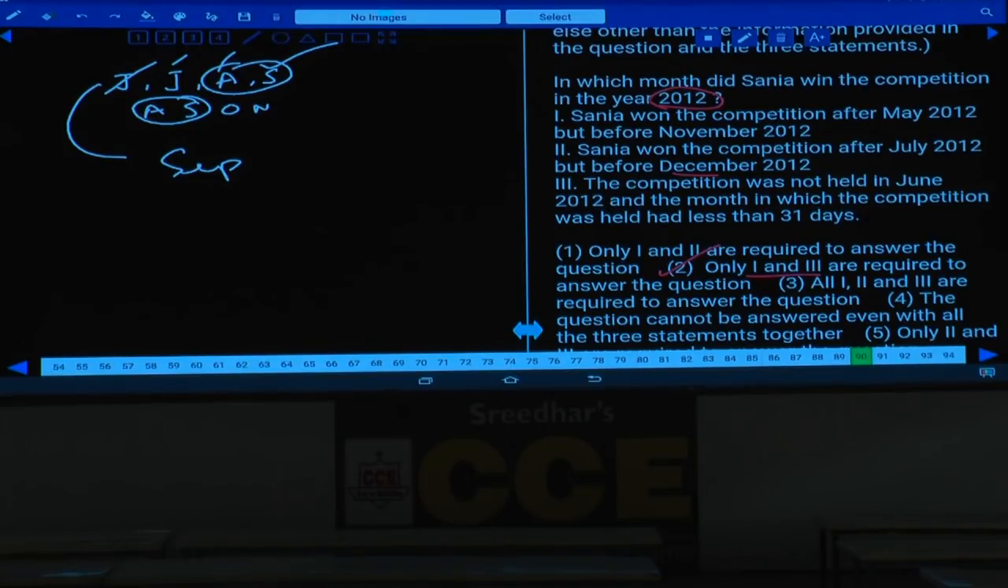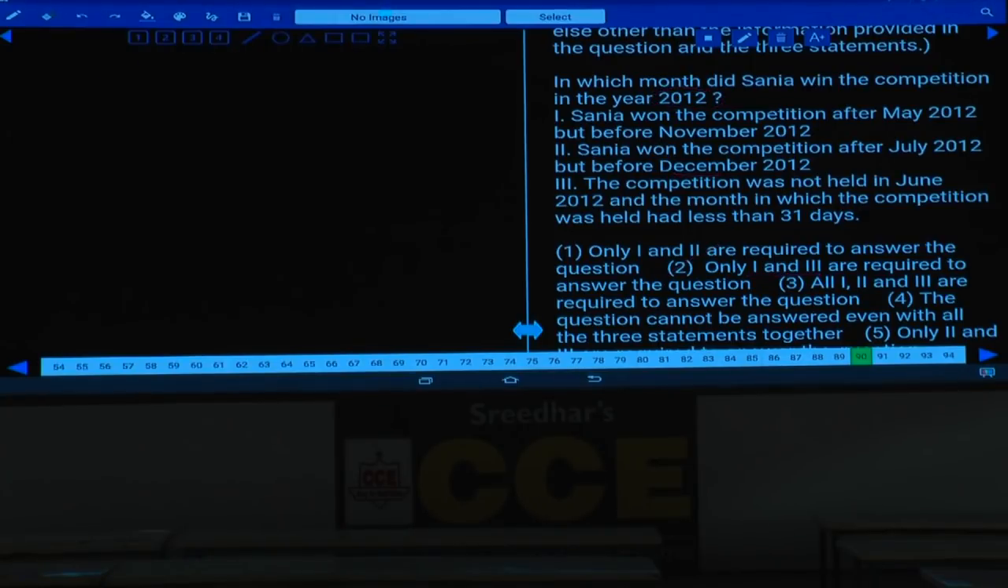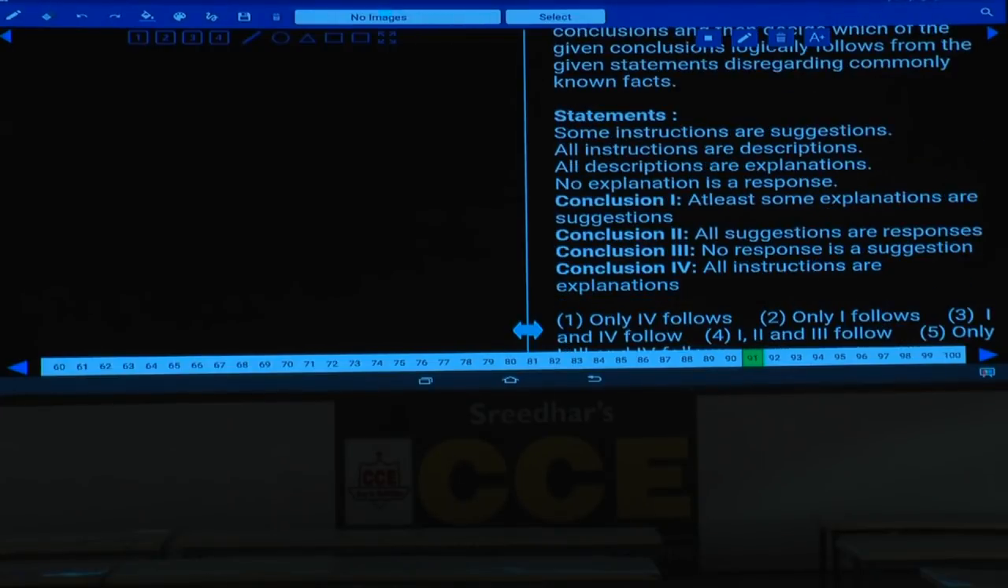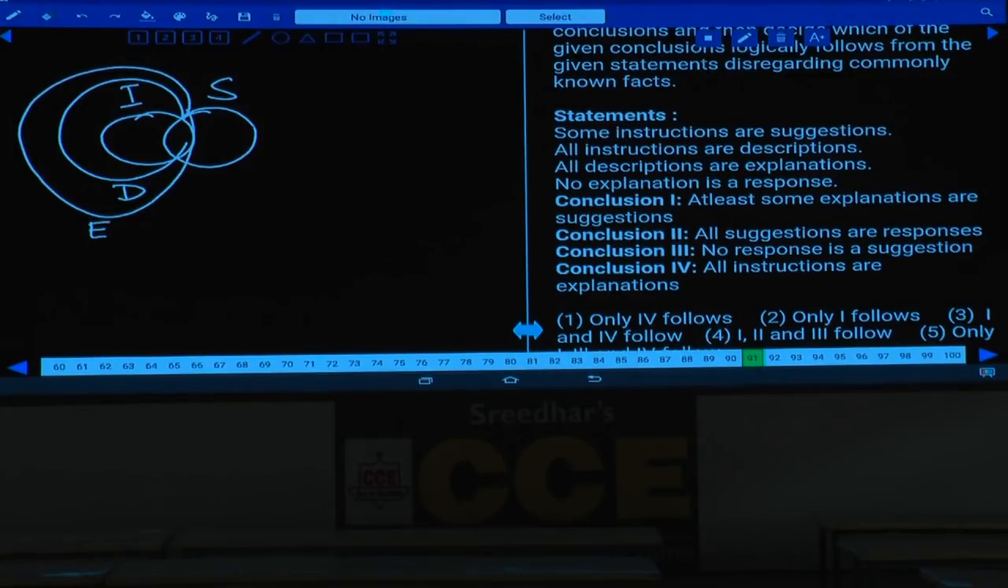Done with question numbers 86 to 90. Then what about 91 to 95? Now question numbers 91 to 95 are based on syllogisms. Some instructions are suggestions. All instructions are descriptions. All descriptions are explanations. And no explanation is a response. Now these are the statements.